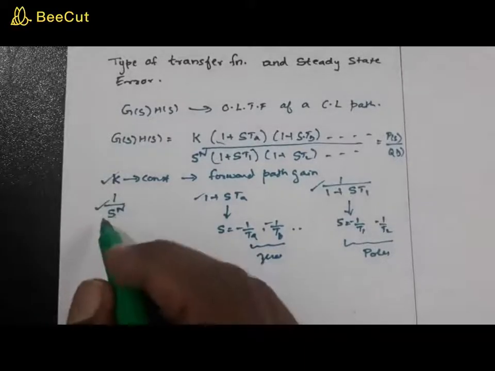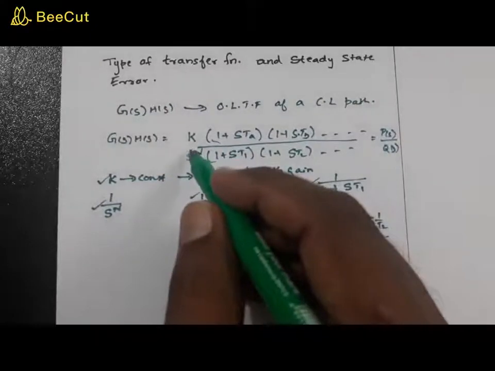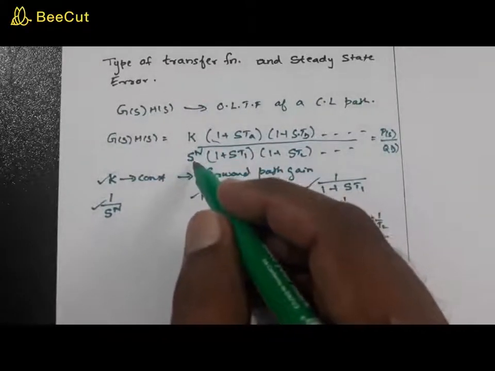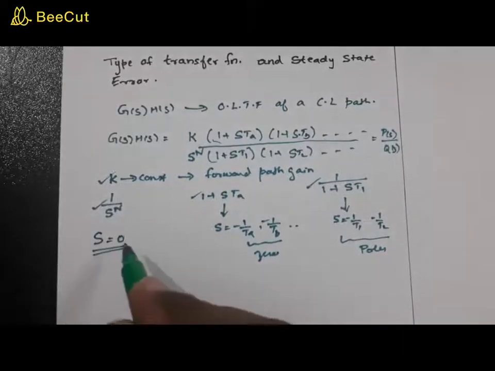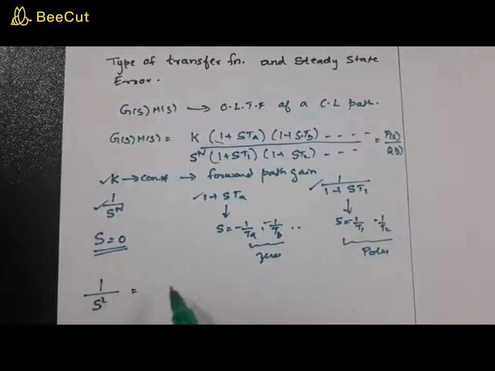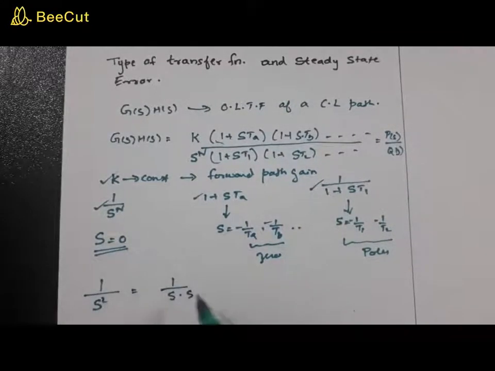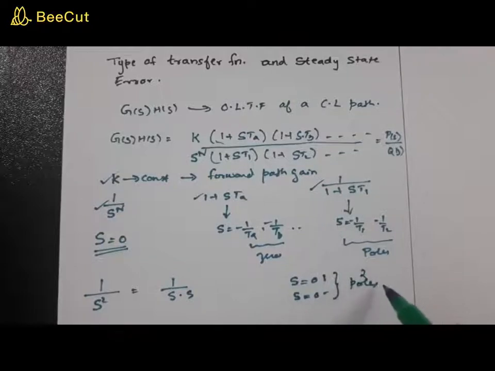Now coming to this term, there is a term called 1 by s raised to n. If there is a term s, when you equate this to 0, this denotes s is equal to 0. Now, for example, if you have s square, what's the meaning of this? This is actually 1 by s into s. So if you equate this to 0, you can see that there are two poles. This refers to the fact that there are two poles residing at the same location.